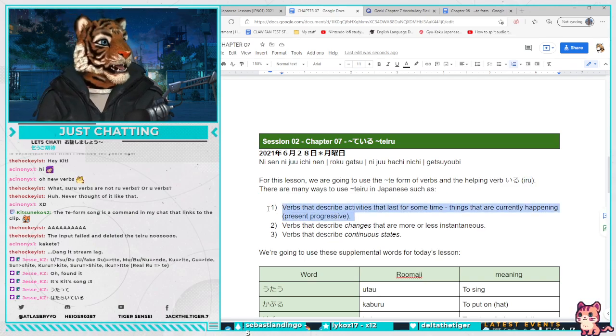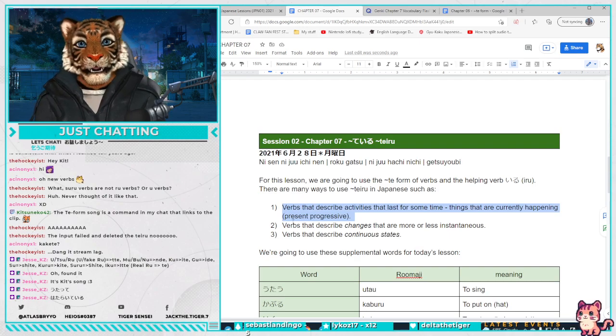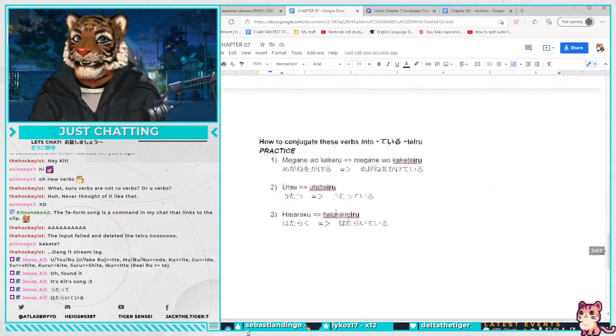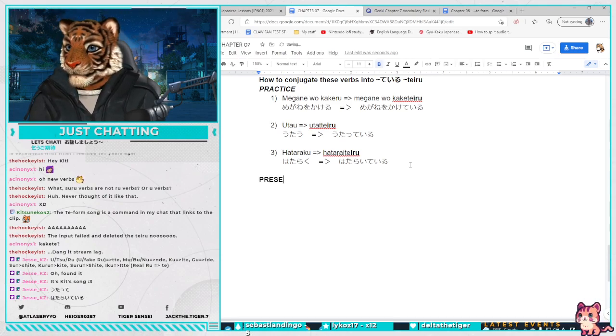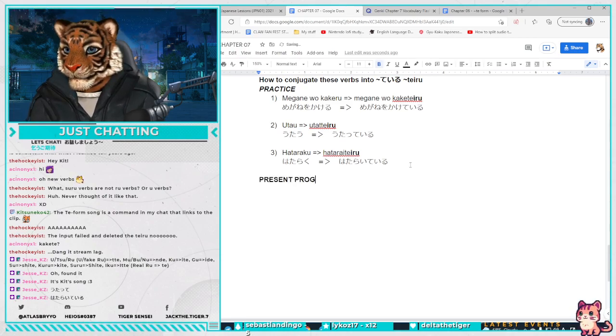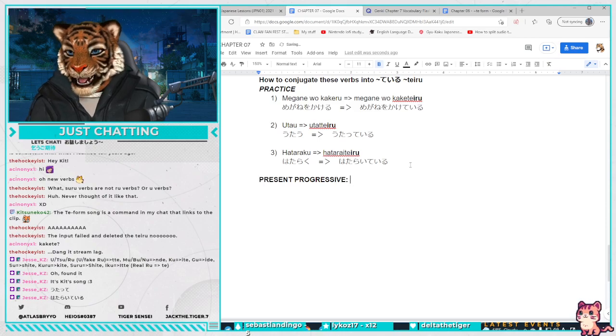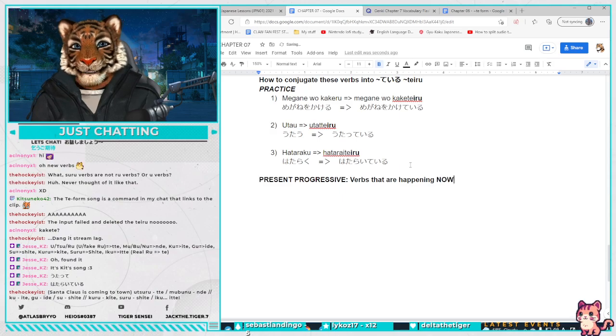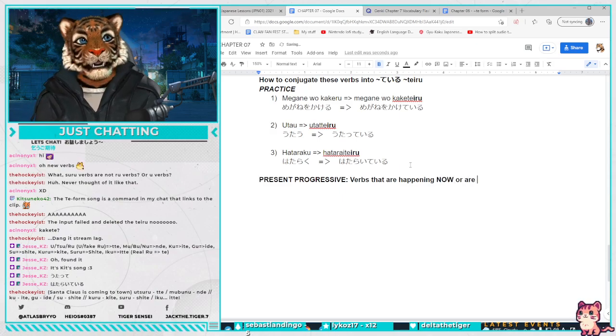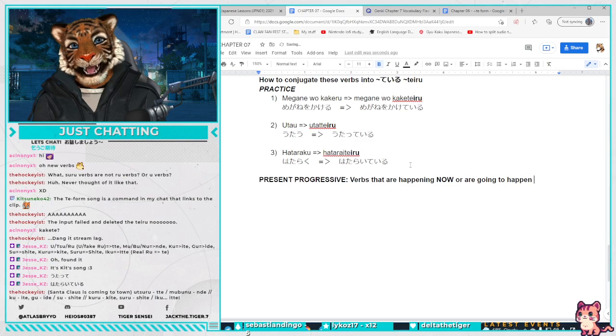Now, today's main focus will be talking about the present progressive. So here, present progressive. And basically that means verbs that are happening now or are going to happen for some time.